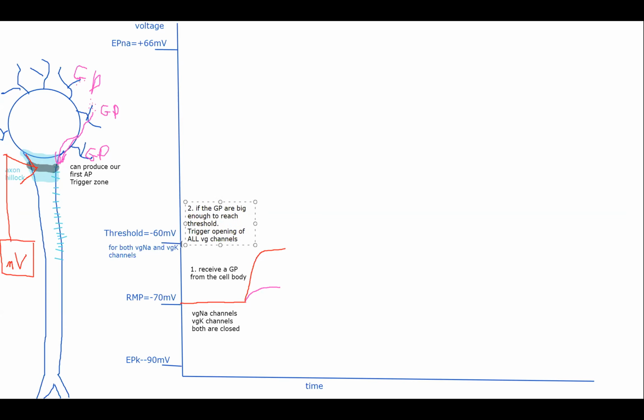All right, so here is our threshold. We've reached threshold. That is big enough to reach threshold. All of our voltage-gated channels are going to open. However, remember, not all of our voltage-gated channels are the same. Both of them start the process of opening at negative 60 millivolts, but do they both open at the same speed? It's one of the easy questions. Give it to me. Do both voltage-gated sodium and voltage-gated potassium channels open at the same speed? No. Which one opens first?